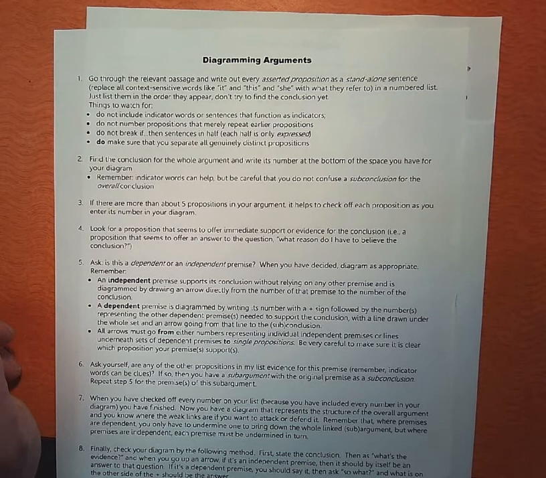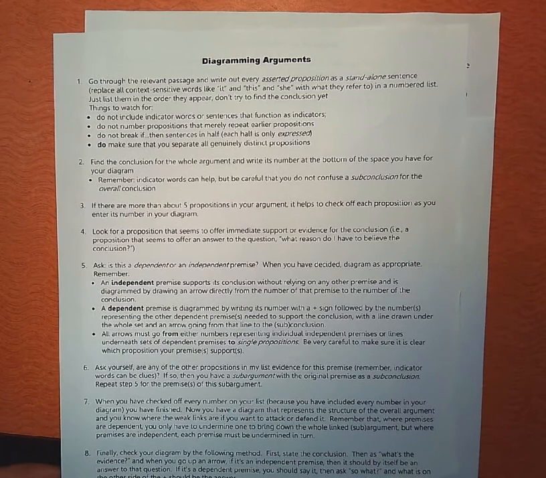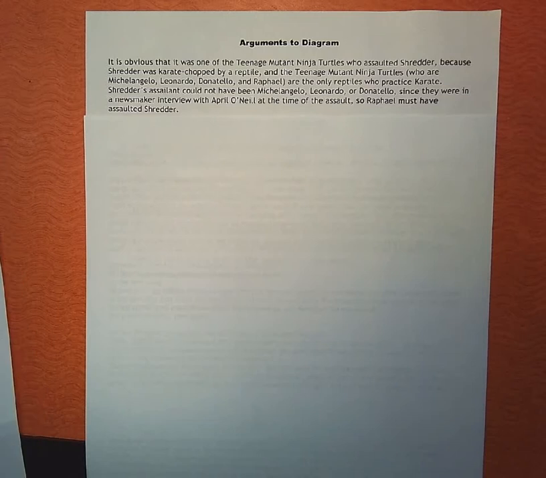Don't break if-then sentences in half, because each proposition in the if-then statement is expressed. We're listing all of the ones that are asserted. Do make sure that you separate all genuinely distinct propositions. This includes when you're using the conjunction and or something like it, like but. All right, so this is the argument. First step is to go through and list the propositions. Why don't you pause this video and do that now?